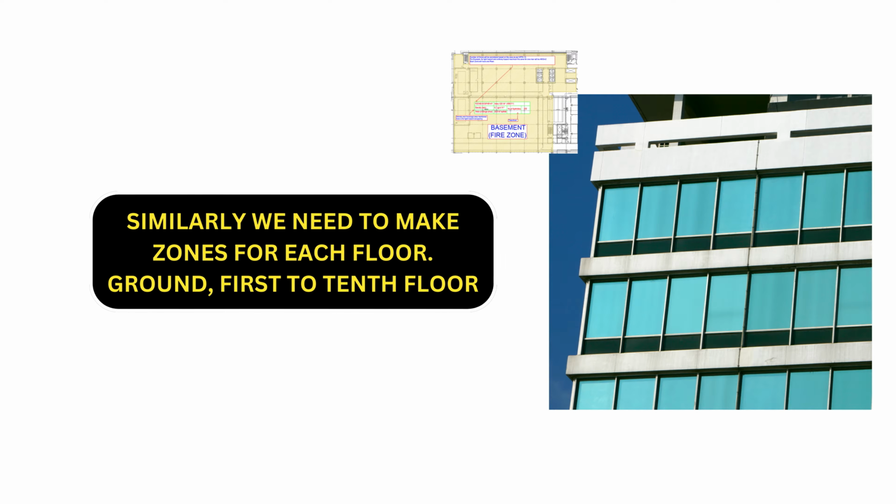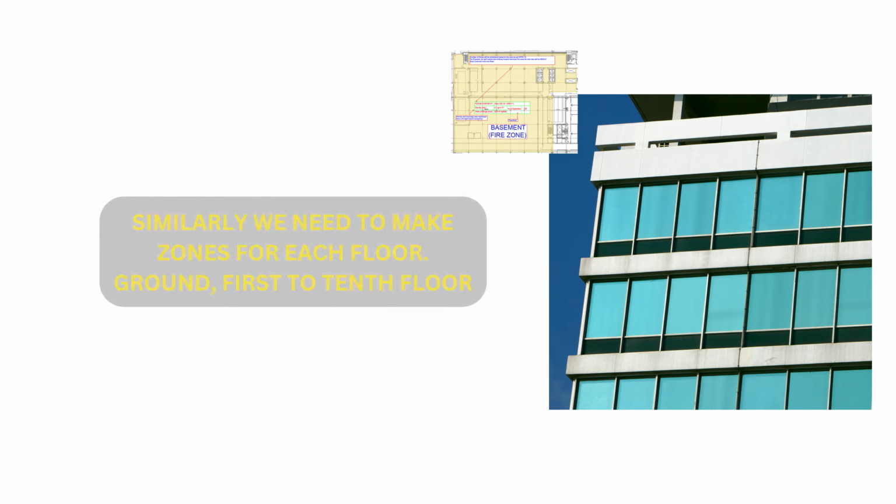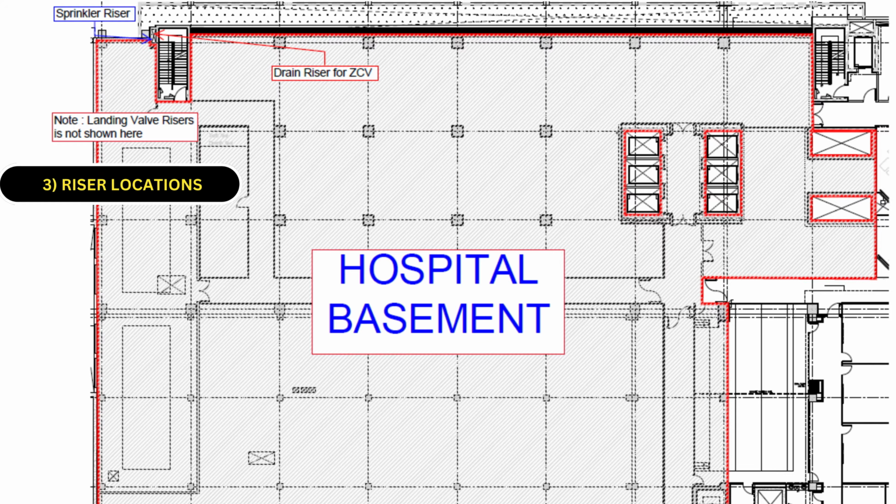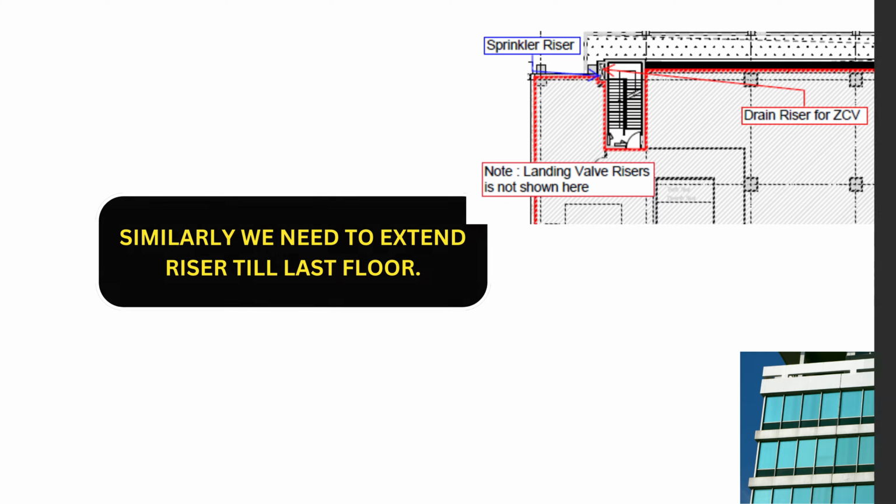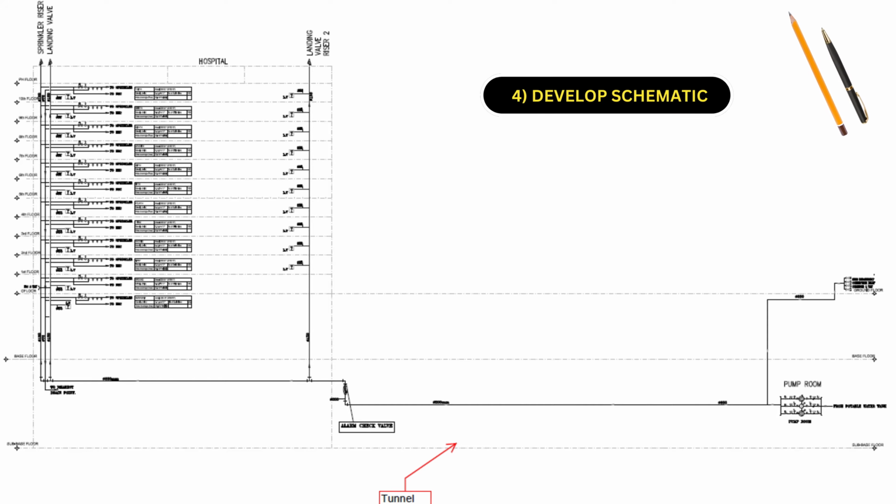Similarly, we need to make zoning layout for all floors, and then we will place the riser locations in each staircase as you can see on your screen. Each staircase will have one riser for landing valve and we will have one sprinkler riser for one zone. As I already told you, we have only one zone in this particular building, so we will consider just one sprinkler riser. Once we are done with the above, we need to develop the riser schematic diagram.